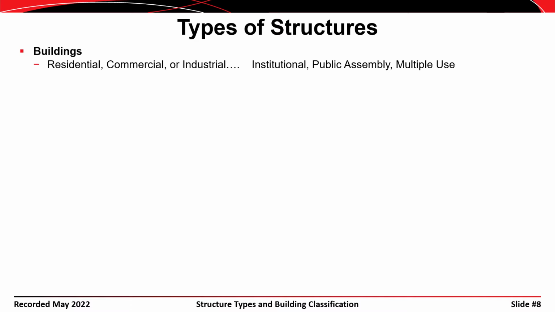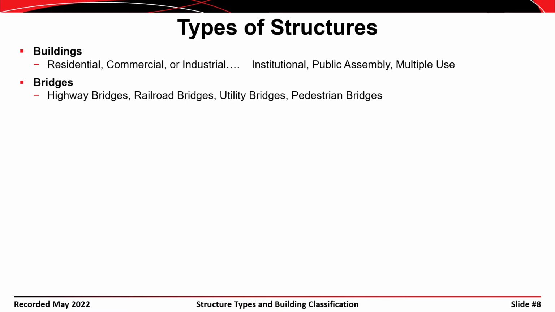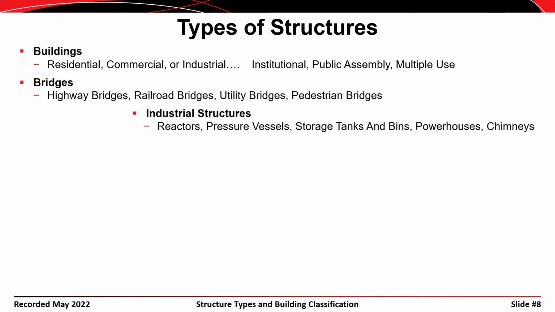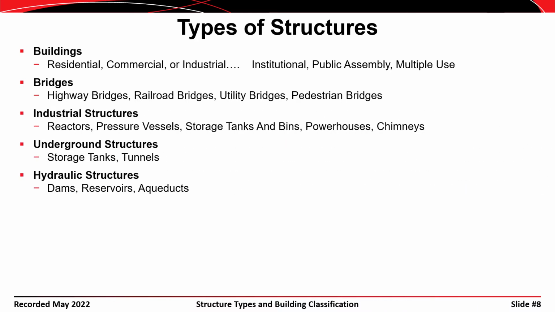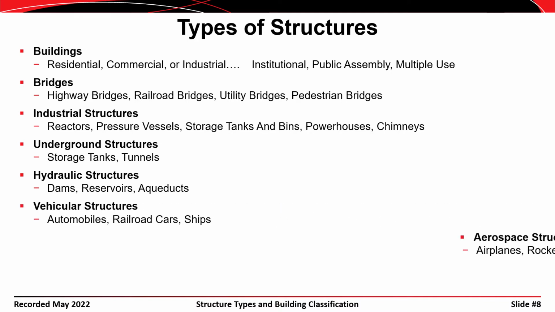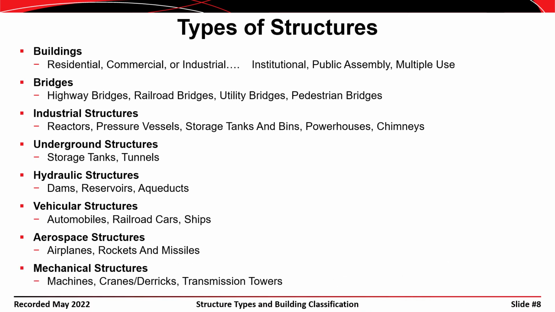A building is a structure that is designed essentially for residential, commercial, or industrial purposes, and also allows for structures that are designed for institutional purposes, public assembly, or for multiple uses. Bridges are the most common example of non-building structures, and they are found on highways, railroads, in parks, etc. Other civil engineering structures include industrial structures, underground structures, and hydraulic structures like weirs and dams. And in a broader context, automobiles, railroad cars, airplanes, cranes, and transmission towers are also called structures, but are often designed by mechanical or aerospace engineers.